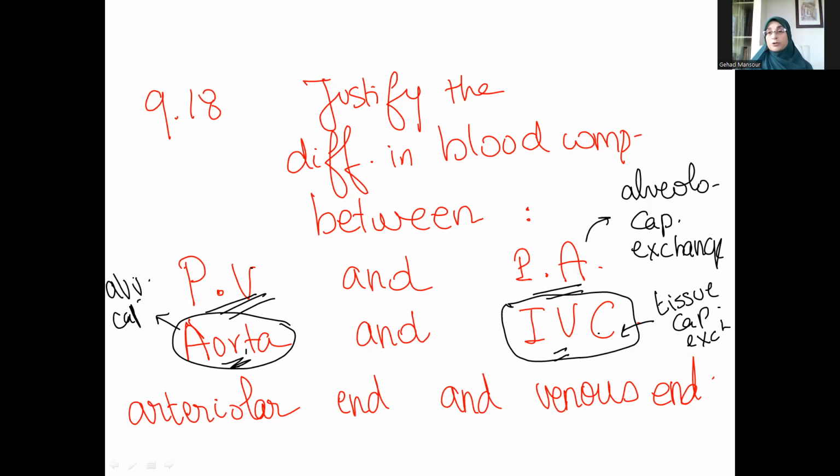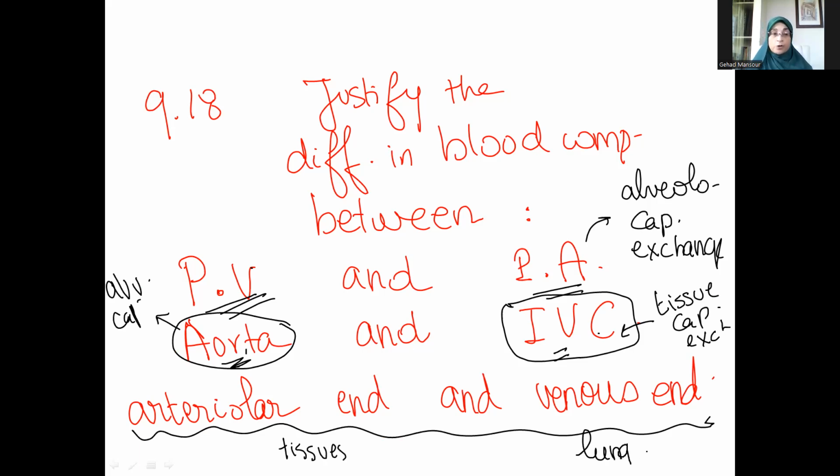So here the question would be more elaborate. For the arteriolar end and venous end, it all depends upon where we are talking. Are we talking at the tissues? We cannot leave it open like this. Or are we talking in the lungs?